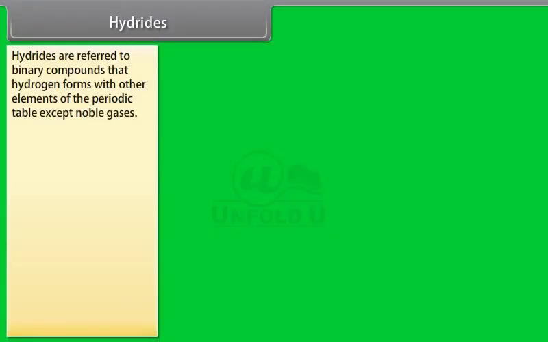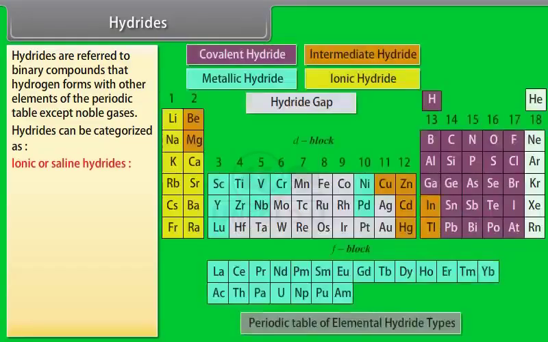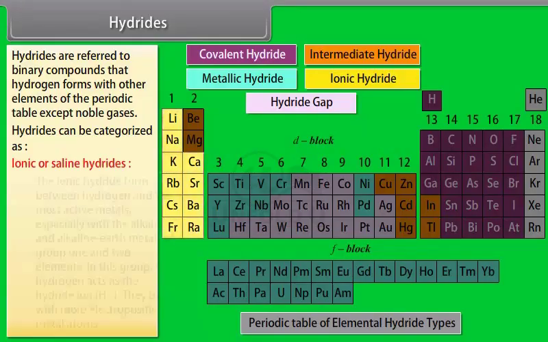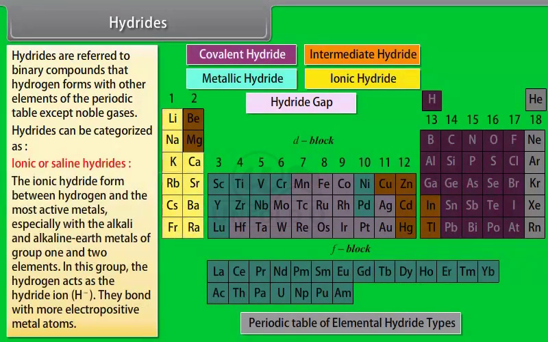Hydrides. Hydrides are binary compounds that hydrogen forms with other elements of the periodic table except noble gases. Hydrides can be categorized as ionic or saline hydrides. The ionic hydrides form between hydrogen and the most active metals, especially the alkali and alkaline earth metals of group 1 and 2 elements. In this group, the hydrogen acts as the hydride ion. They bond with more electropositive metal atoms.